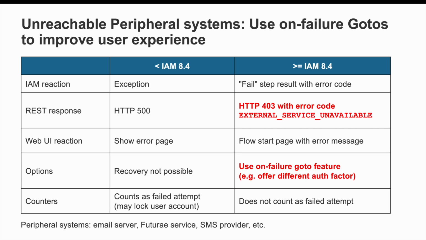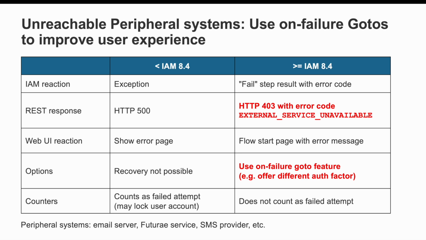So with 8.4, some things have changed. Now, this is not treated as an exception anymore, but the step will fail with a specific error code, which is external service unavailable. Also, the REST API will respond with 403 and no longer 500. Note that this is not a breaking change for REST clients because all steps have already had the possibility to respond with 403.